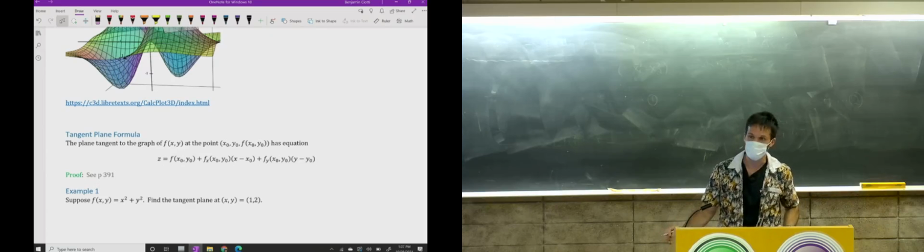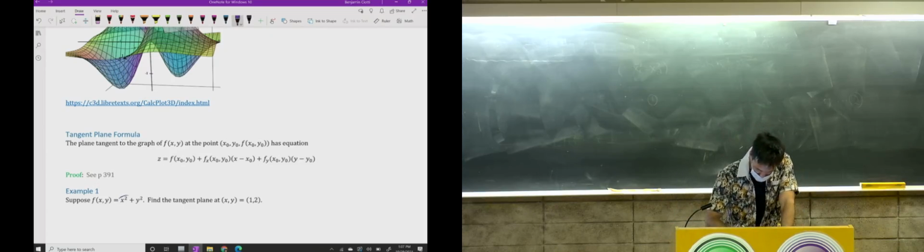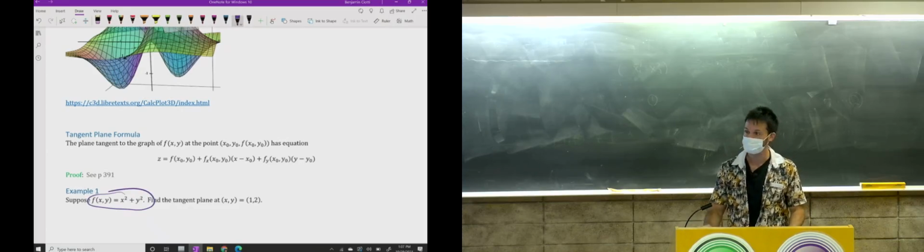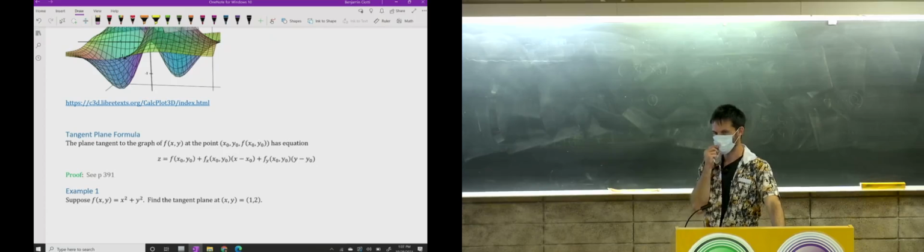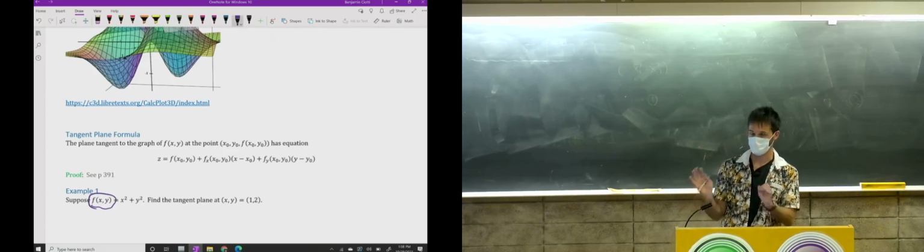So let's practice using this formula and come up with the equation of a tangent plane. How about for f of x, y equals x squared plus y squared? First, what does the graph of f of x, y look like? Contours are circles. So since this is a function of two variables, the graph is going to be a surface that lives in 3D.